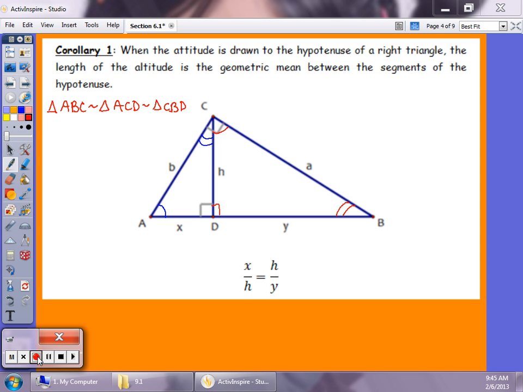If you look at your markings, we know that AD in the small triangle is similar to h in the medium triangle, and we also know that h in the small triangle is similar to y in the large triangle. So if you think about the following proportion, x over h represents the short side of the small triangle over its long side, and the second ratio, h over y, represents the short side of the medium triangle over the long side of the medium triangle. Therefore, h, which is the altitude, becomes the geometric mean between those two segments.